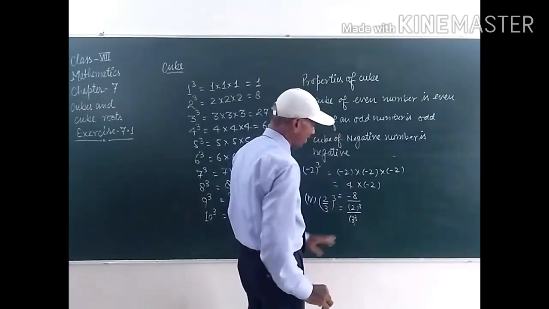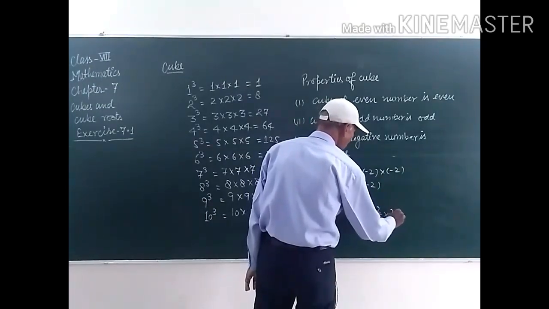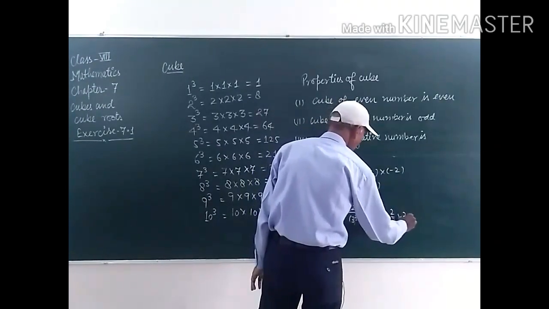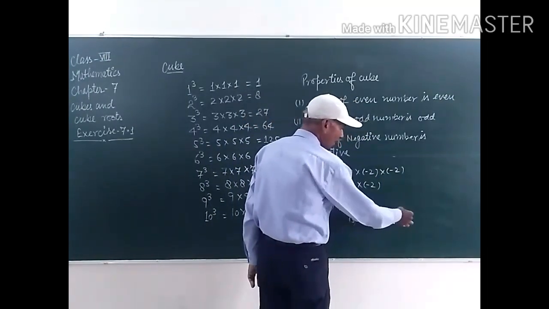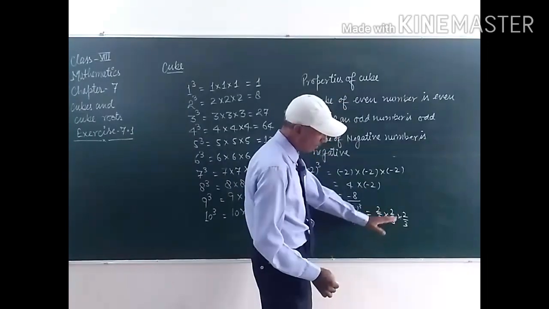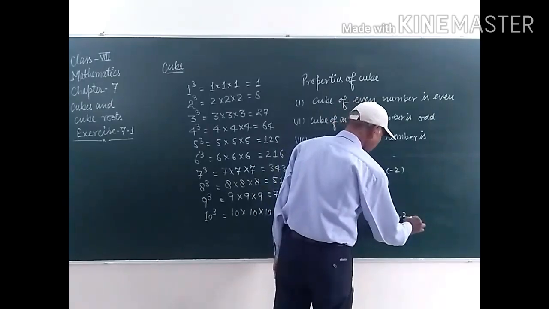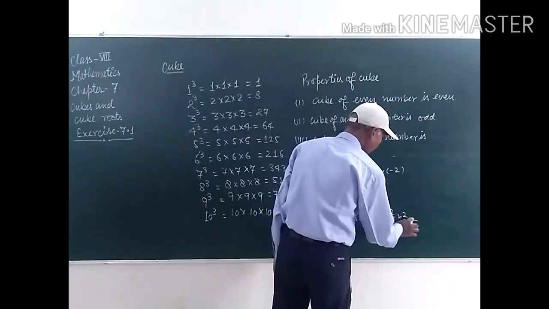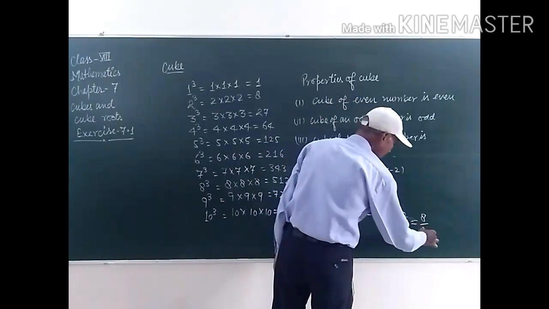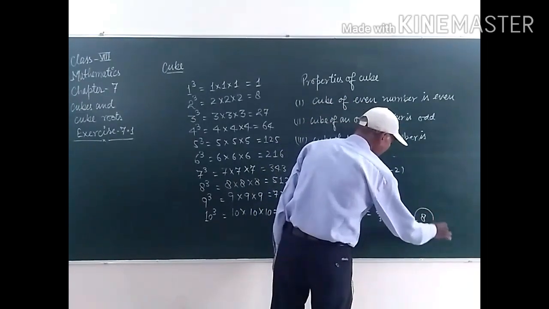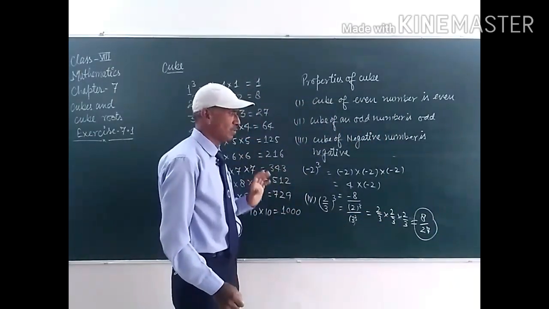We can write it like this, student, or we can write it as 2 by 3 into 2 by 3 into 2 by 3. This is a fraction, student. So, we have to multiply numerator with numerator and denominator with denominator. So, 2 twos are 4, 2 fours are 8, and this one is 8; 3 threes are 9, 3 nines are 27. So, this one will be 8 by 27. So, these are the properties of cube, student.